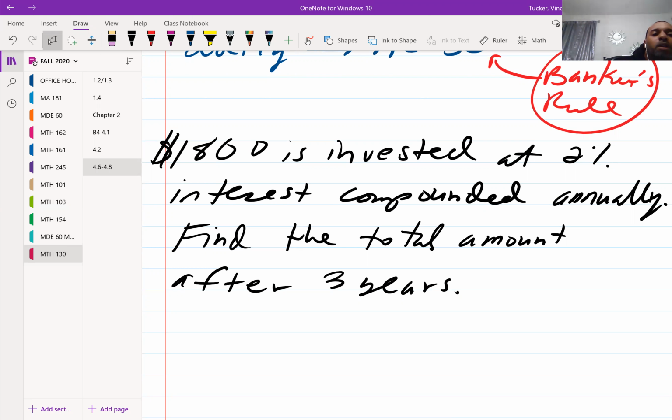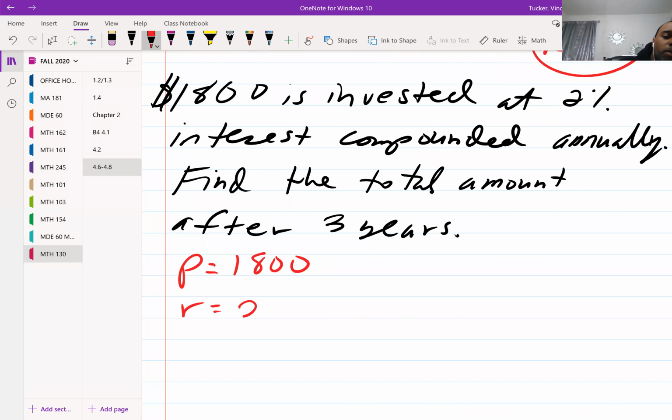All right, so just like before, let's look at our givens. So P is 1,800. Our rate is 2%, which is 0.02. Our time is 3 years. And it was compounded annually, so it means N is 1.